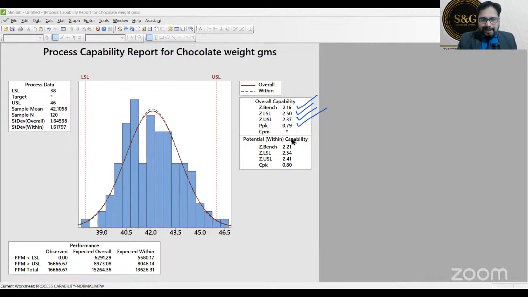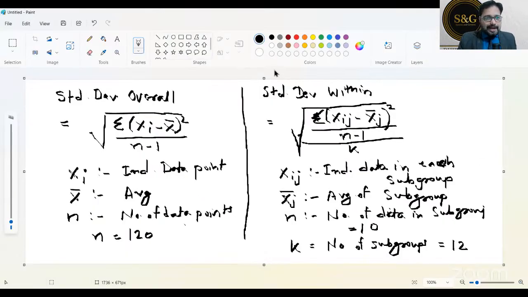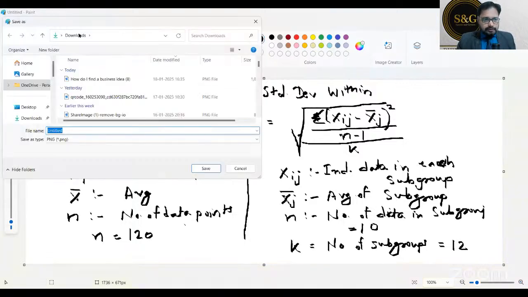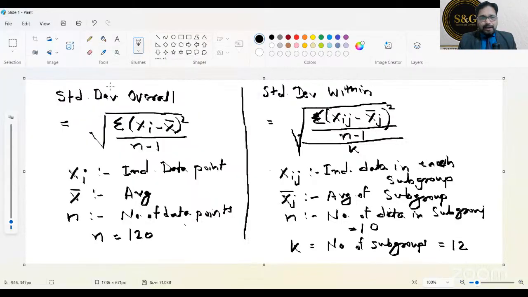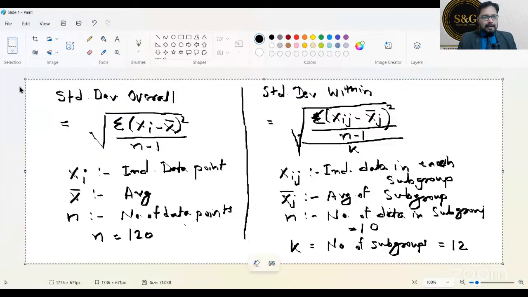So let me go back to this. Have you guys taken a screenshot of this, right? I don't know whether this can be saved. Okay, this can be saved as well. Let me try slide 1 once myself, but you also save it. Okay, let me remove this.